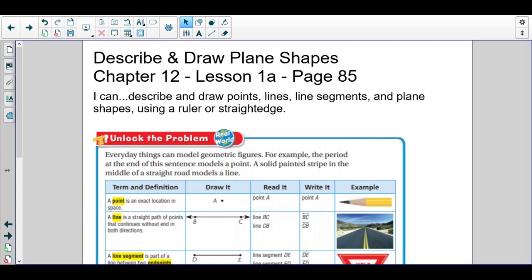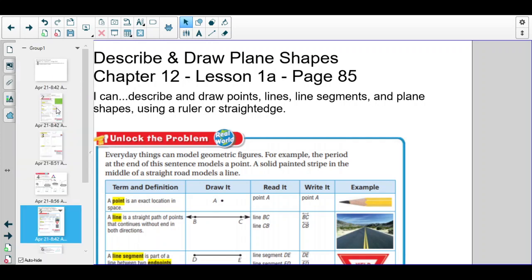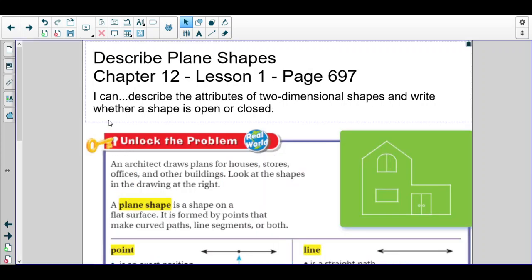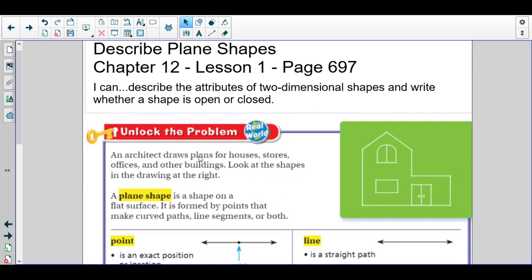All right, we are going to head into the Purple Indiana Success Book. On page 85, we're going to be looking at chapter 12, lesson 1A. It is almost exactly like lesson 1 in the volume 2 GoMath book, but with a slight little difference. So, why don't we come up first and take a look at just a quick review here.